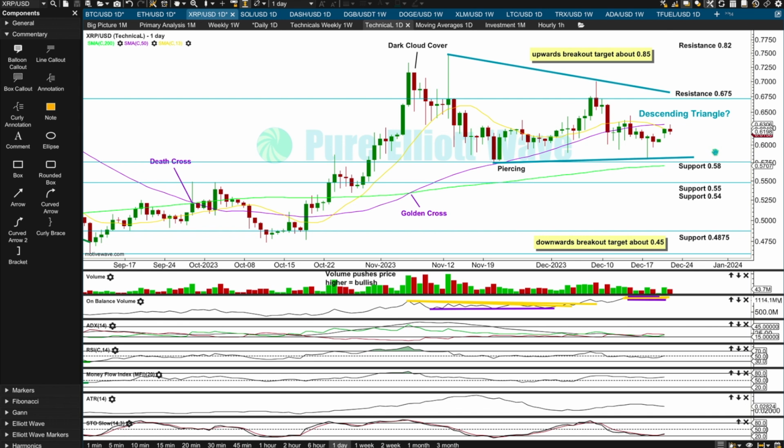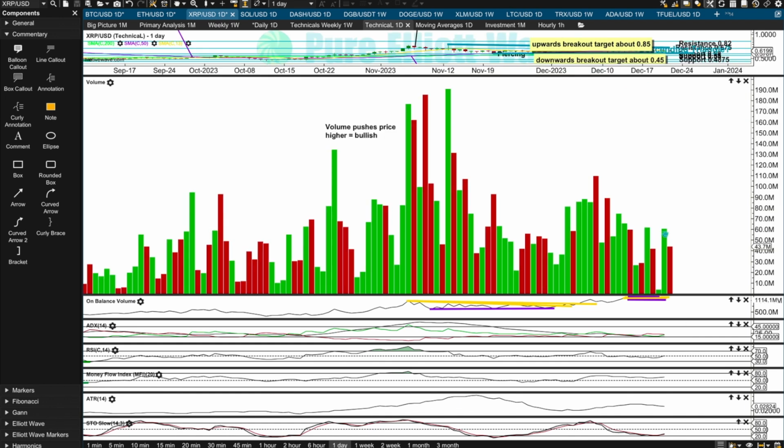The bottom line for XRP is it's still consolidating. Support at 58 cents, resistance about 0.675. We need to see a breakout of this zone to have confidence that the next trend is underway. We're seeing stronger volume recently on upward sessions, so I'd suggest maybe an upward breakout might be more likely, but overall as price moves sideways, overall volume is declining.